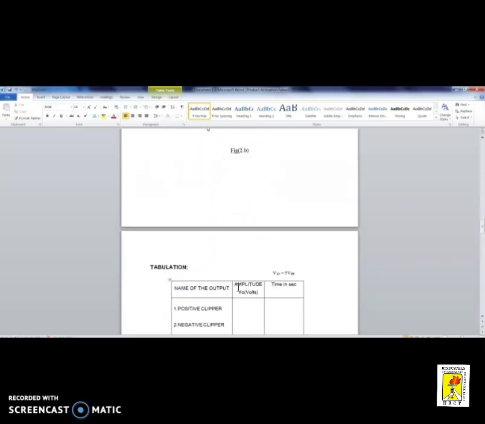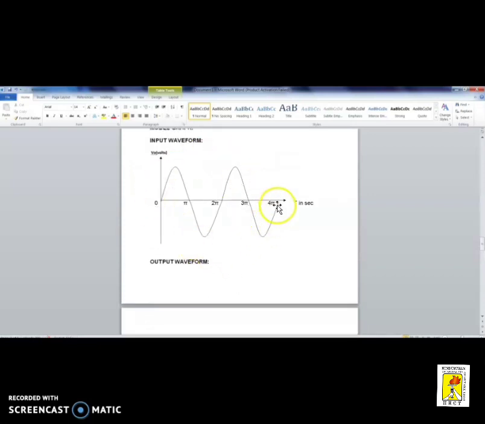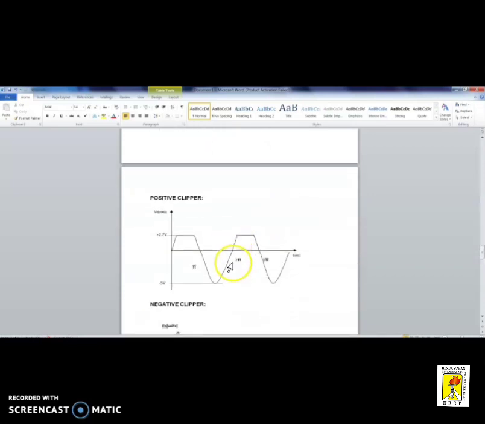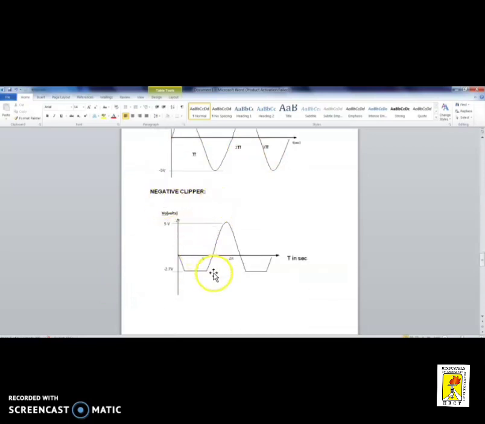Similarly, we can look at the input waveform. An example of an input waveform and output waveform of a positive biased clipper will be like this. This is what we had seen in the LTSPICE simulation. Then you can see how the negative clipper looks.